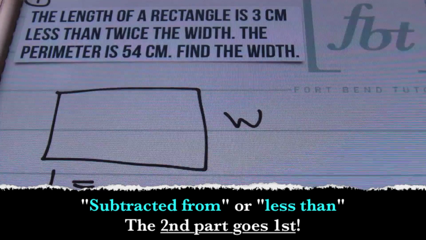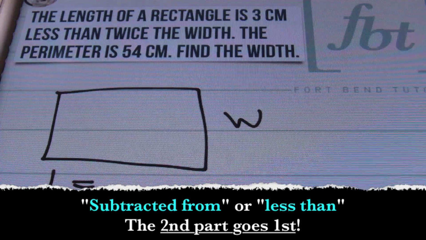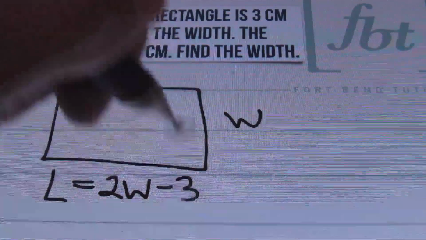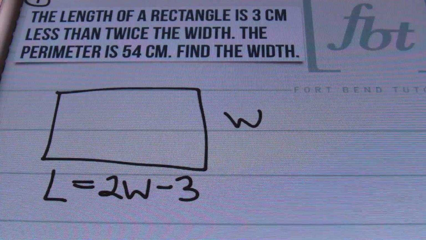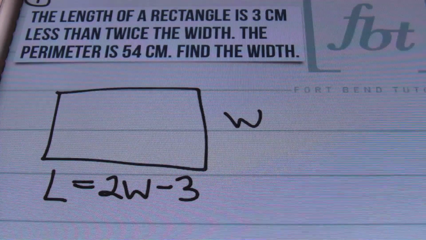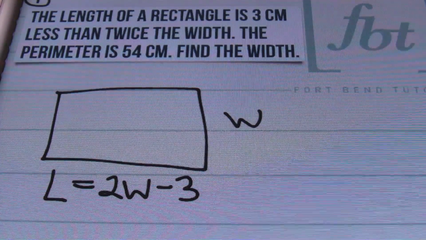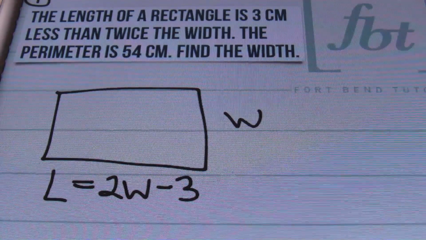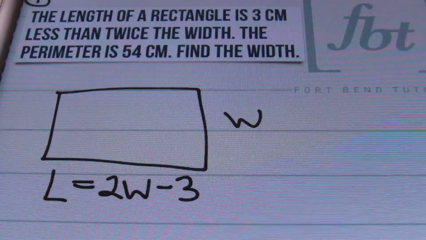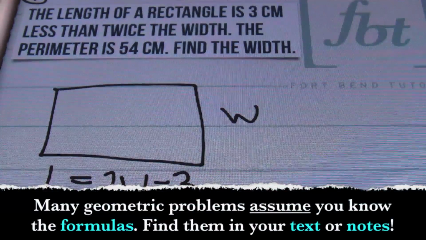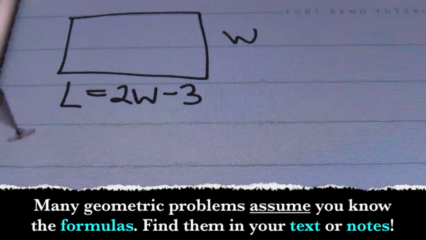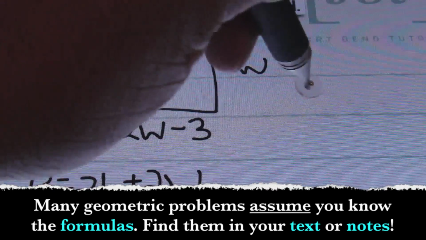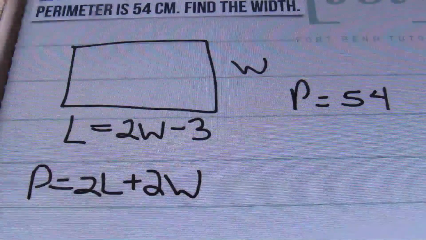So anytime you see the phrase less than or subtracted from, the second part goes first. So we'll put twice the width, which is 2W, minus 3 as the length of my rectangle. Then it goes on to say that the perimeter of this rectangle is 54. And remember, the perimeter is the distance around this object. One thing you should keep in mind, and one thing that they're assuming, is that you know the perimeter of a rectangle's formula. The formula for the perimeter of a rectangle is 2 times the length plus 2 times the width. And we'll make a note that the perimeter is 54.